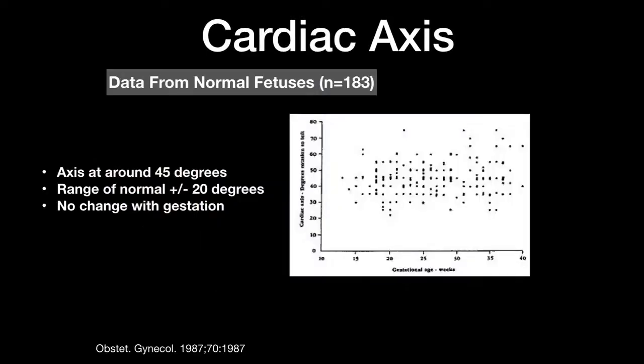This has been determined back in the 80s through work in Boston, what the normal cardiac axis is in the second trimester. And you see that it does not change with advancing gestation, so it's constant throughout gestation. And actually, we'll show you when we talk about the first trimester that even at 11, 12, 13 weeks, the cardiac axis is the same.